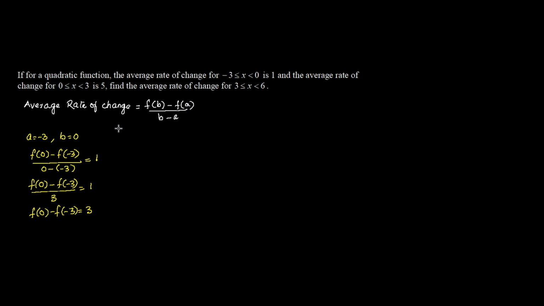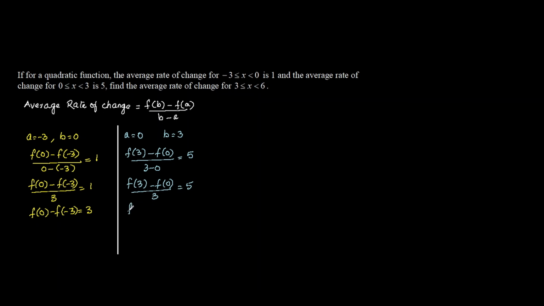Coming on to the next change that is given, we have the interval from 0 to 3, so we shall consider a as 0, b as 3, and so f(3) minus f(0) over 3 minus 0 is equal to 5. We get f(3) minus f(0) over 3 is equal to 5. So f(3) minus f(0) should be equal to 15.